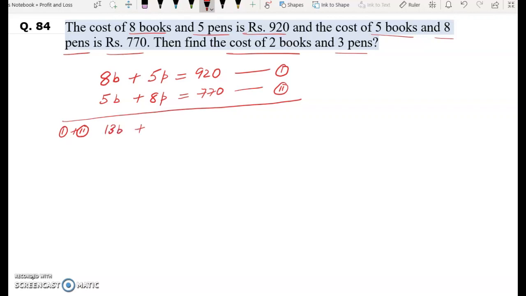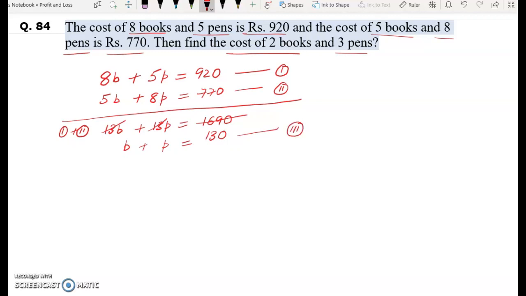13b plus 13p is equal to 1690. Now we can cancel this 13. 13 into 13 is 169. So this will be 130. So the value of b plus p is equal to 130. Now this we can say as 3.